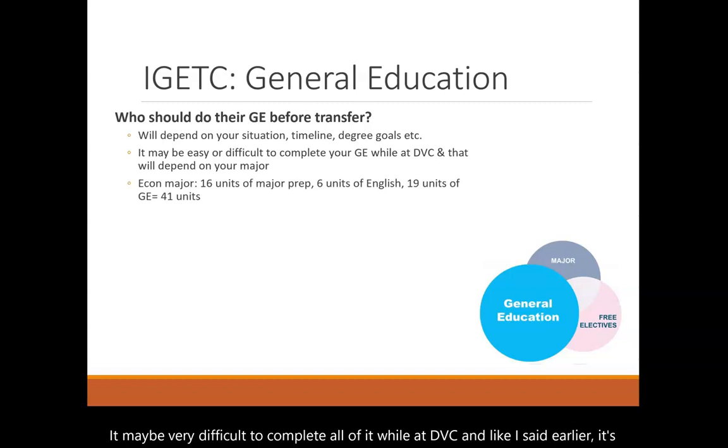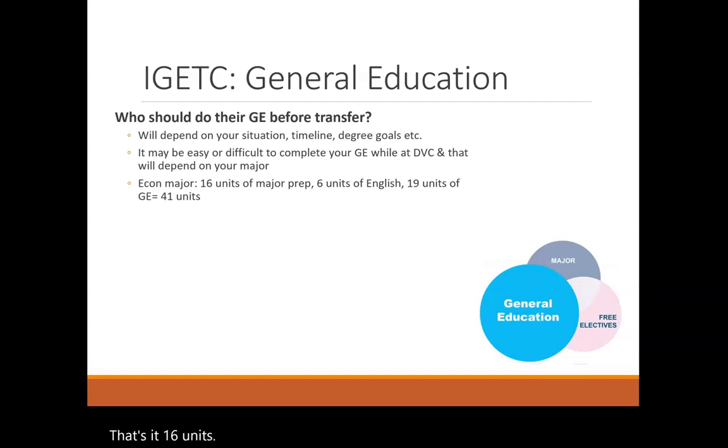If you're an economics major, for example, you only have 16 units of major preparation. You're going to have a year of calculus and a year of economics. That's it, 16 units. You'll take 6 units of English typically, and what's left over is 19 units of GE. So you have 41 units that are going to be required, and then that leaves 19 units for electives or the possibility of considering double majors. So an economics major has a lot of flexibility in their timeline.